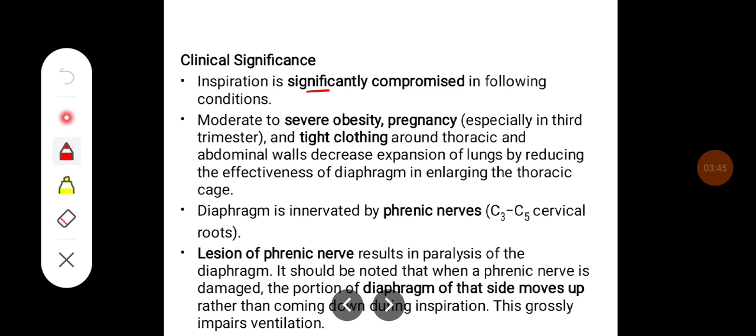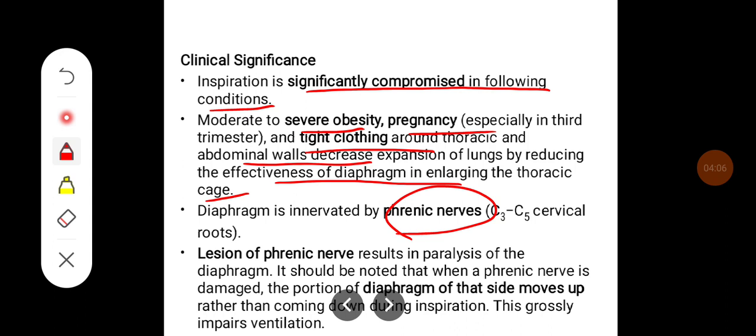The inspiration is significantly compromised during the following conditions: moderate to severe obesity, pregnancy, especially in third trimester, and tight clothing around the thoracic and abdominal walls decrease expansion of the lungs by reducing the effectiveness of diaphragm in enlarging the thoracic cage. Diaphragm is innervated by phrenic nerves, that is C3 to C5 cervical roots. Lesion in the phrenic nerve results in paralysis of the diaphragm. It should be noted that when phrenic nerve is damaged, the portion of diaphragm of the side moves up rather than coming down during inspiration. So this grossly impairs the ventilation.